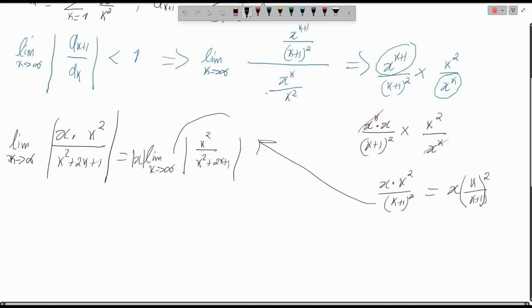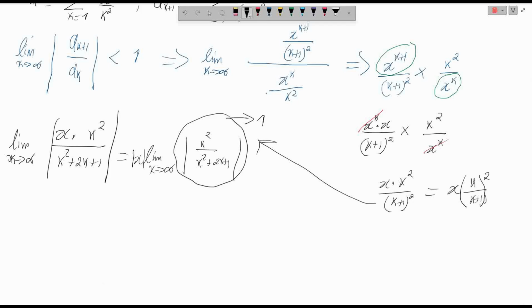This limit is 1 as k tends to infinity, because the degree of the highest power of the numerator is k squared, and the degree of the highest power of the denominator is also k squared. So as k tends to a very large number, the entire function is going to be affected by the degree of the highest power.